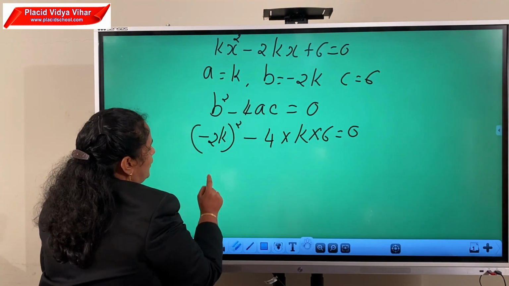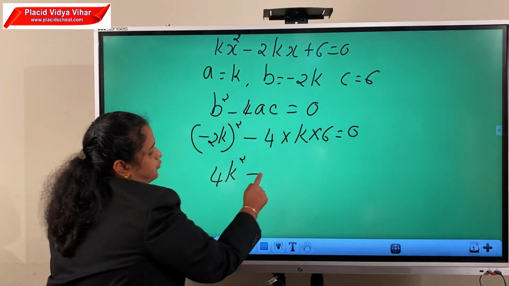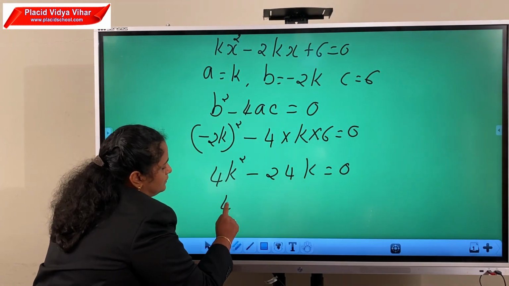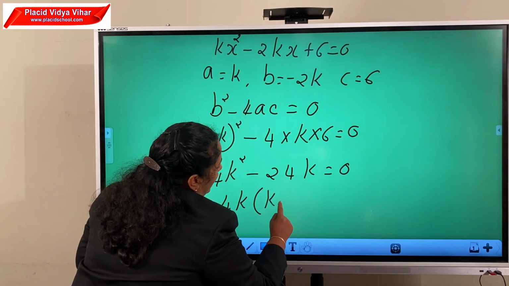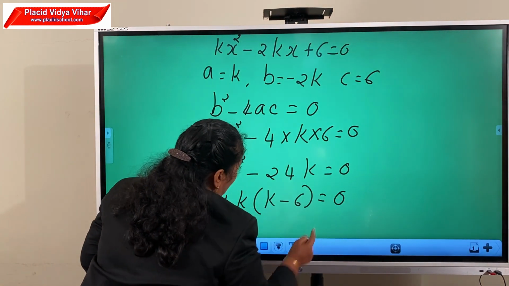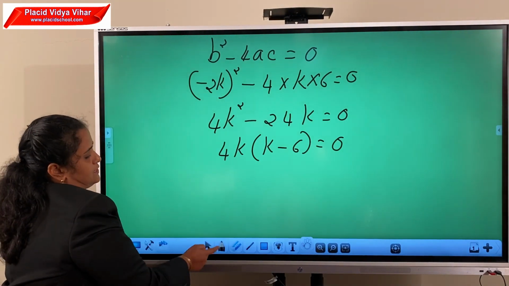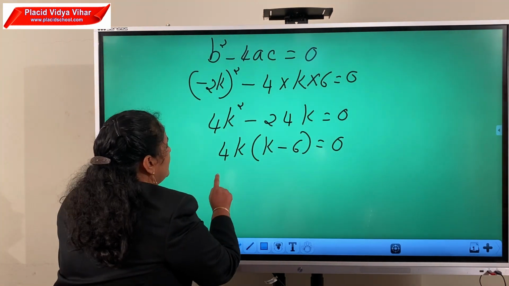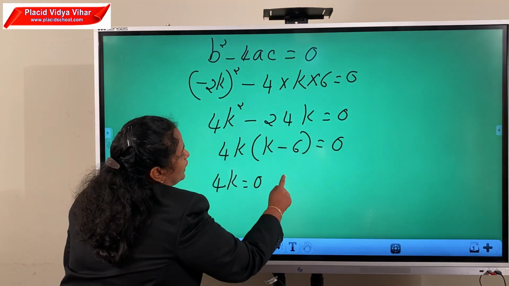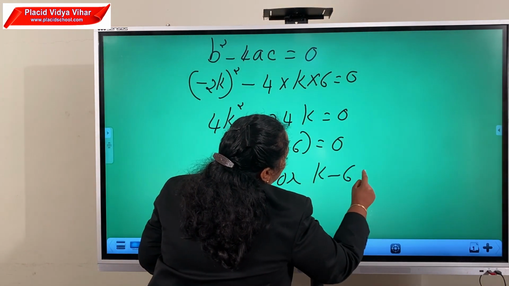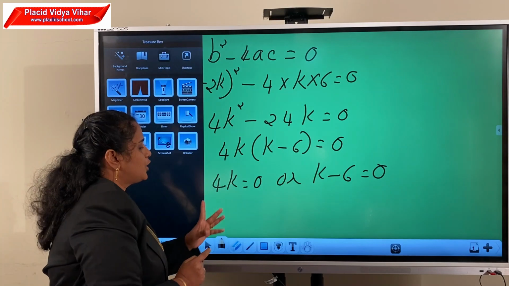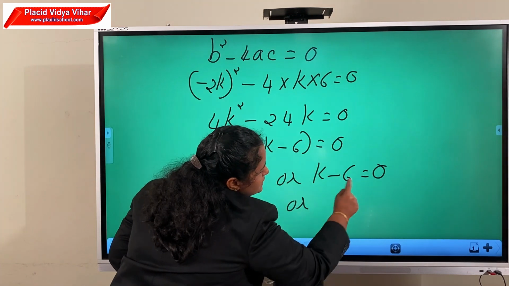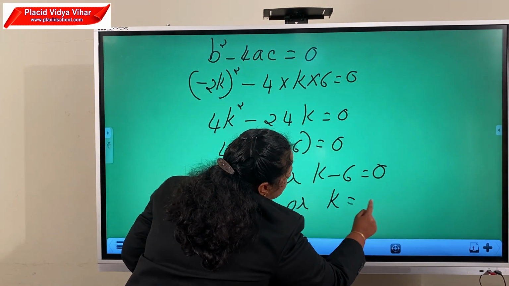That is 4k square minus 4 into 6, 24k equal to 0. In these two terms we can take 4k out. 4k into k minus 6 equal to 0. Then 4k into k minus 6 is equal to 0 means either 4k is equal to 0 or k minus 6 is equal to 0. If 4k is equal to 0, that means the value of k is equal to 0. Or k minus 6 is equal to 0 means the value of k is equal to 6.